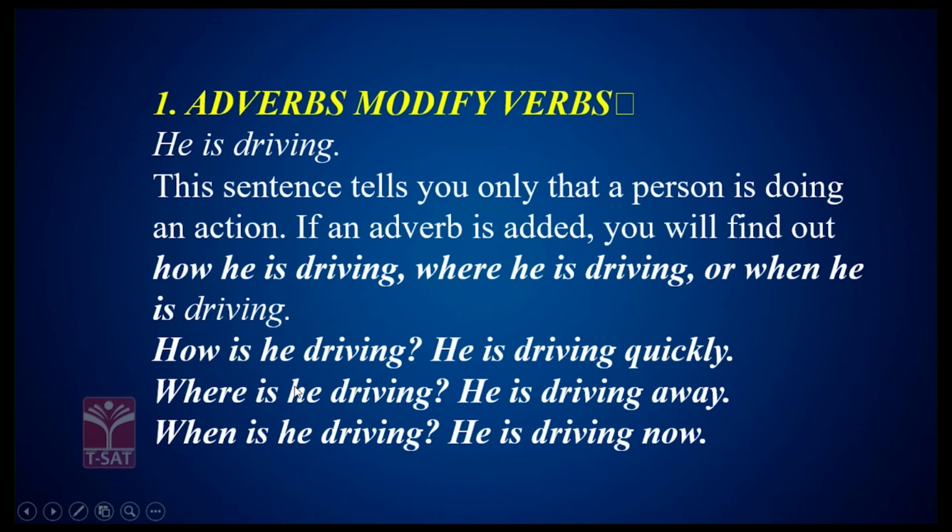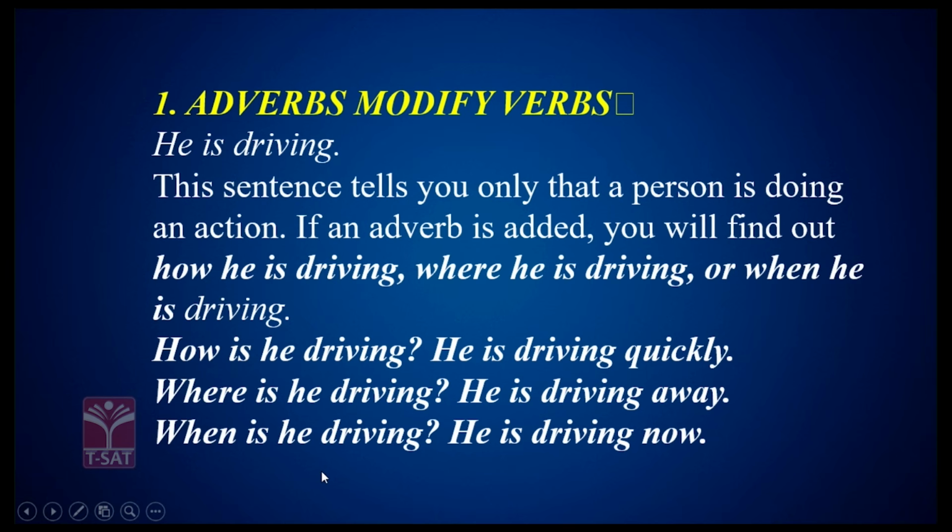Now, look at these sentences. How is he driving? He is driving quickly. You can also mention he is driving slowly. Quickly, slowly. These are two adverbs you can make use of here. Where is he driving? He is driving away.